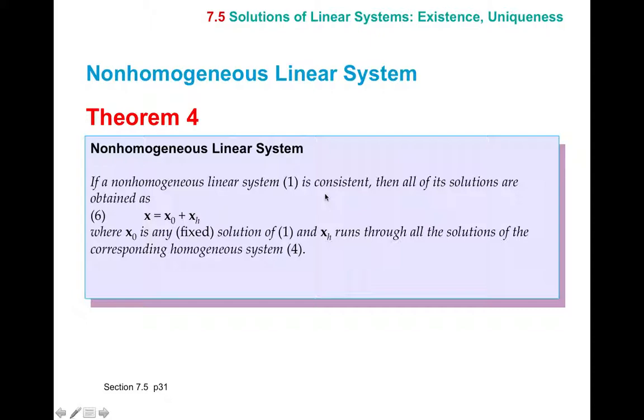So if a non-homogeneous linear system is consistent, then all of its solutions can be obtained from the following. X is equal to x sub 0 plus x sub h, where x sub 0 is a fixed solution, and x sub h runs through all the possible solutions of the corresponding homogeneous system.